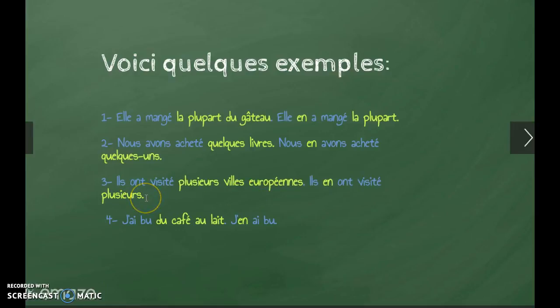They visited several. The last example, j'ai bu du café au lait. I drank coffee with milk. D'accord? So, du café au lait is the phrase I'm going to replace with en. J'en ai bu. Now, in the sentence, I did not say how much or indicate the quantity, so there is no expression of quantity at the end of the sentence. J'en ai bu is all you have.